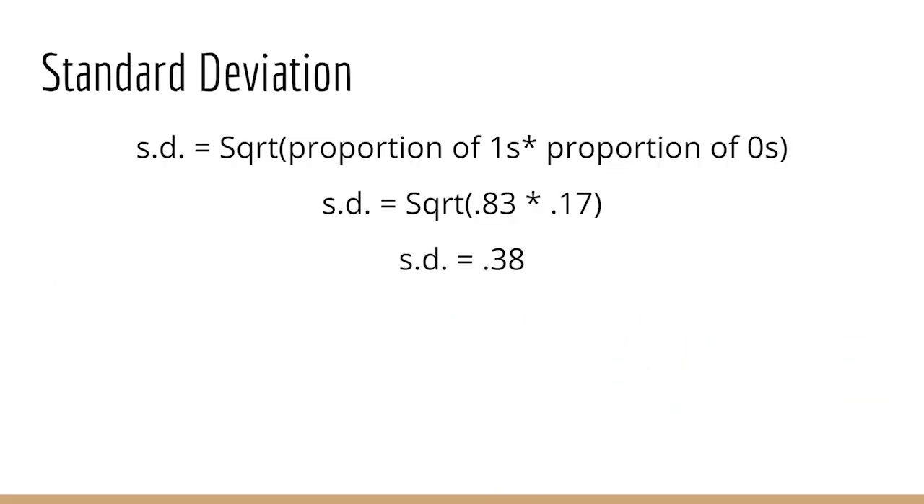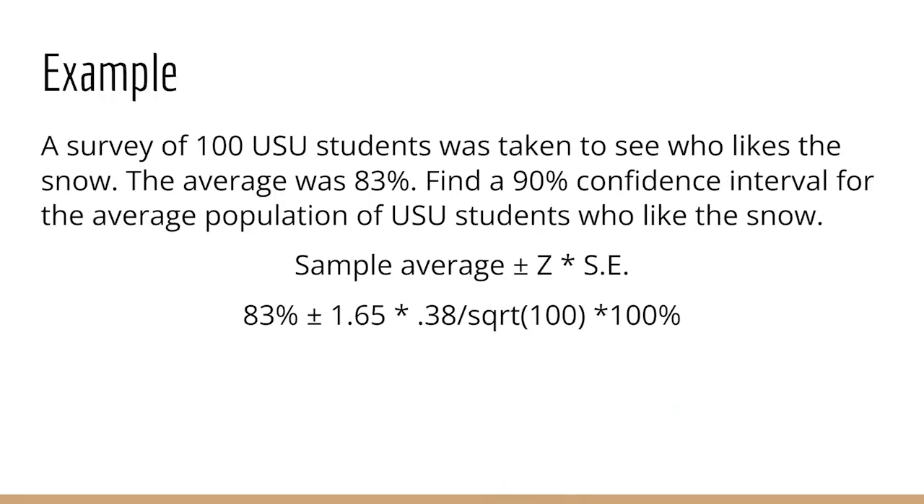Now we need to find our standard deviation as it wasn't given in the problem. The formula for standard deviation is the square root of the proportion of ones multiplied by the proportion of zeros. In our problem, we had 83% of yeses, meaning our proportion of ones will be 0.83, and the proportion of zeros will be 0.17. So our standard deviation is the square root of 0.83 multiplied by 0.17, giving us a standard deviation of 0.38. Now let's plug these values back in.